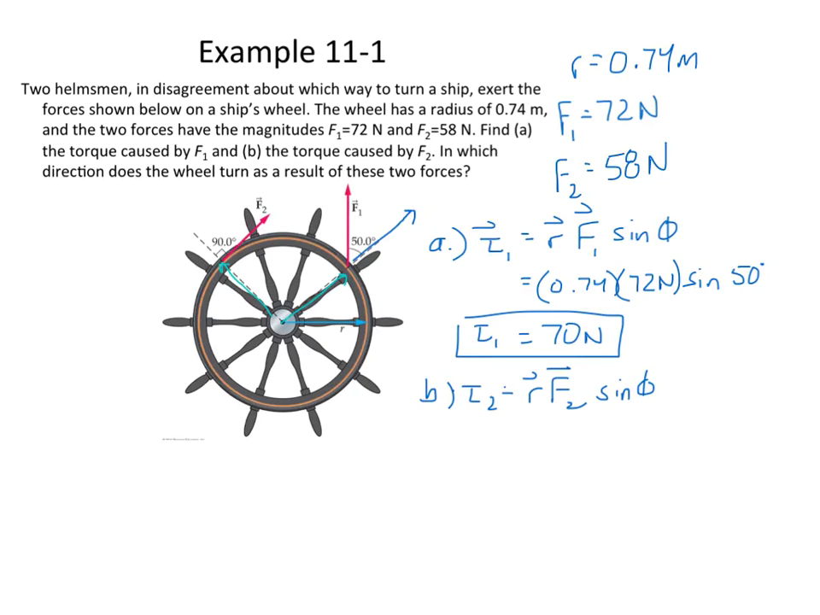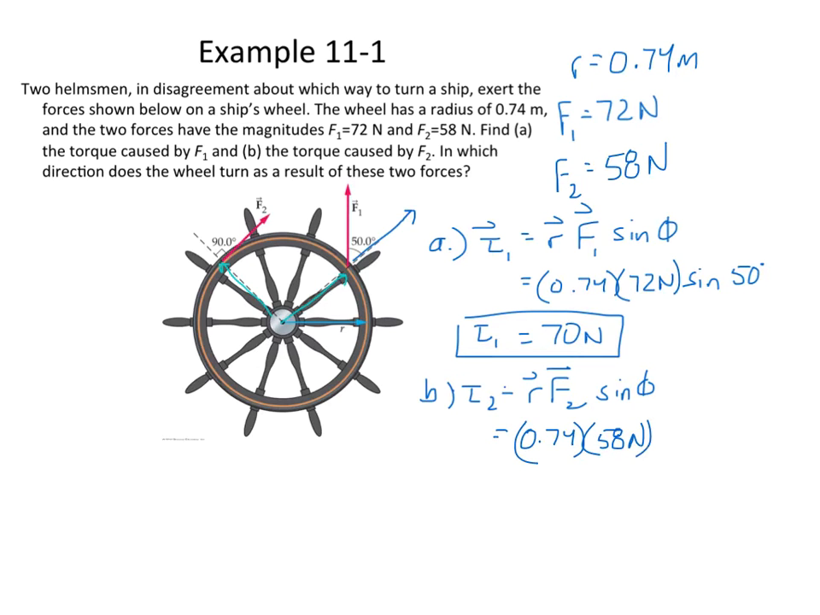And so who is actually applying a more effective force? It's going to be this guy, right? It's going to be helmsman number 2, right? If you want to turn something, you apply a force at right angles to the turning radius, and that's exactly what he's doing right there. So that sine is going to be 90 degrees. So that's going to be the radius, which is 0.74, times force 2, which is 58 newtons.